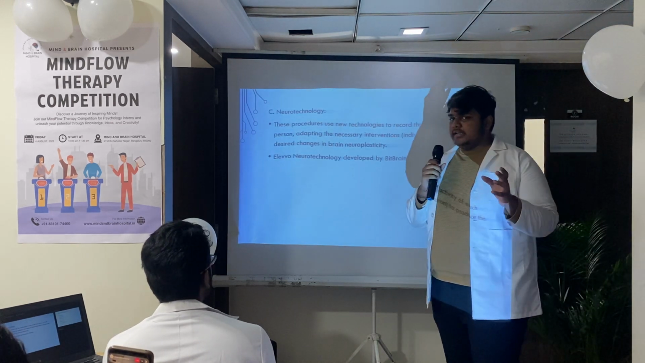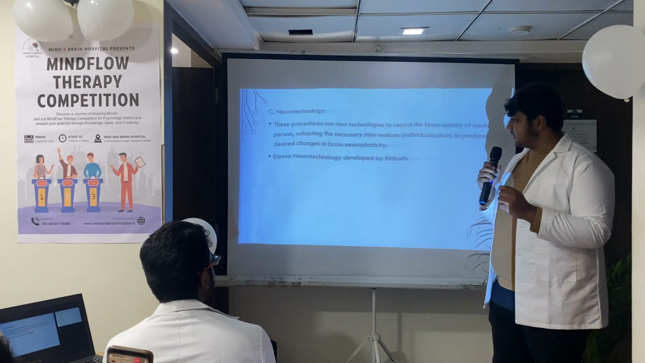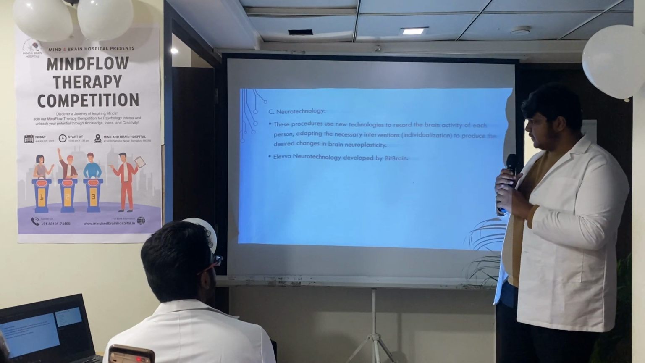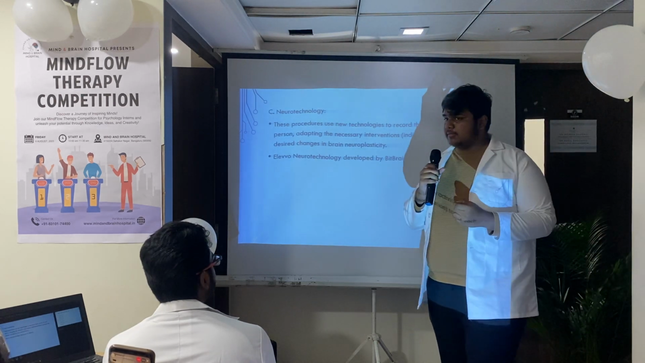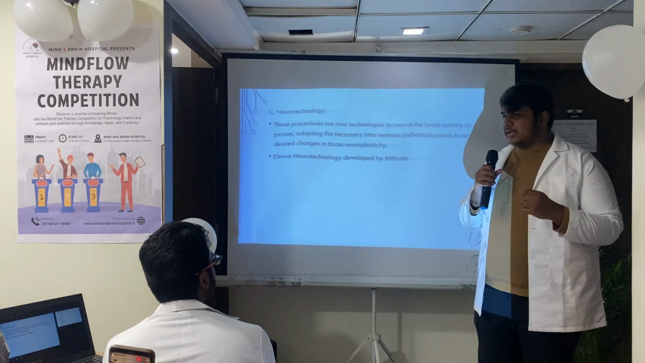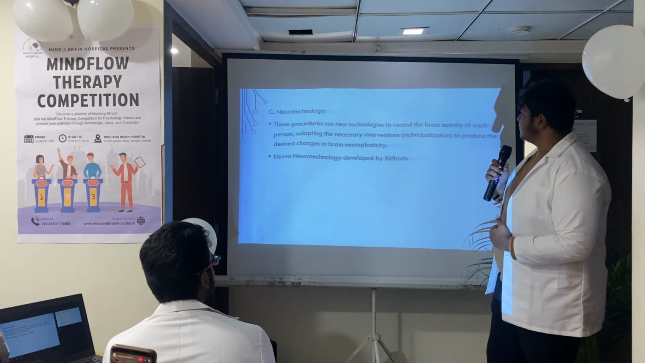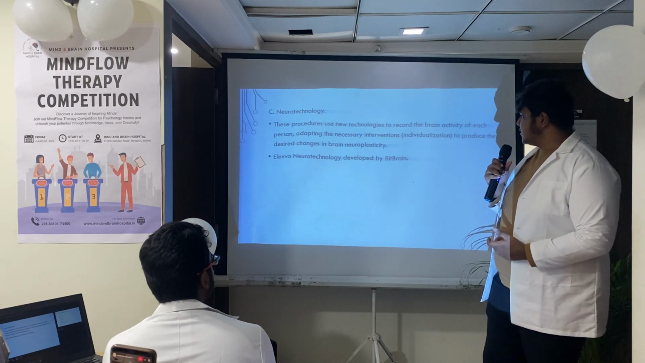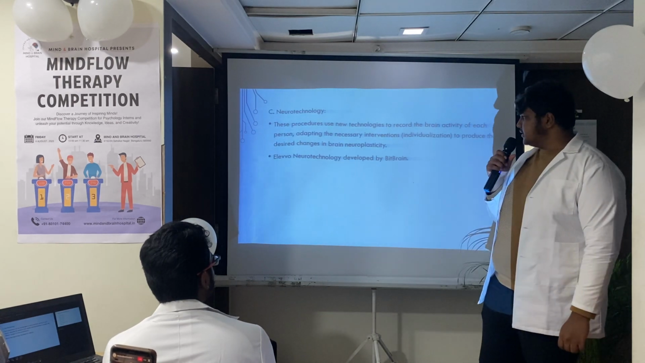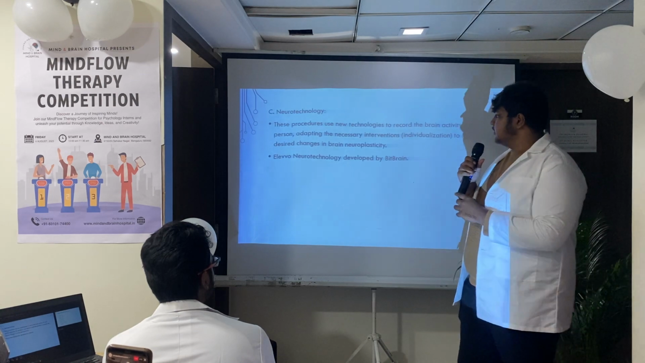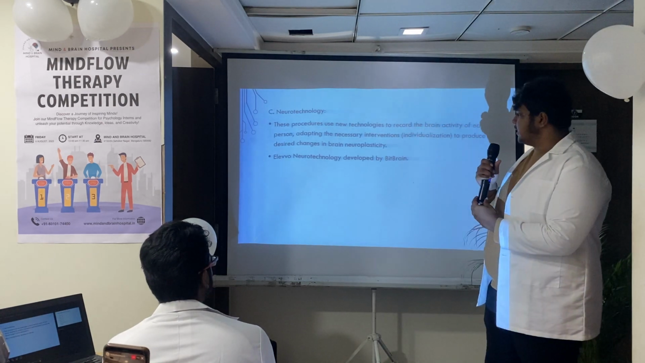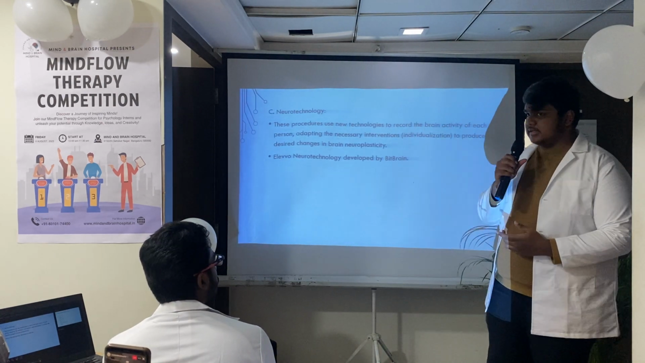Neurotechnology is a fairly new method which employs producing neural plasticity in brain areas. These procedures use new technologies to record the brain activity of each person, adapting the necessary interventions to produce the desired changes in brain plasticity. And Elivo neurotechnology developed by BitBrain is one of the examples.